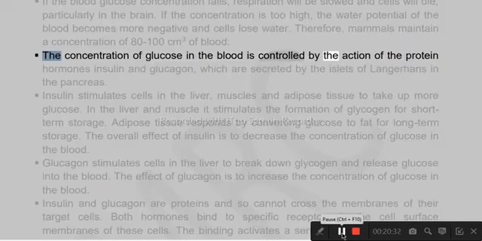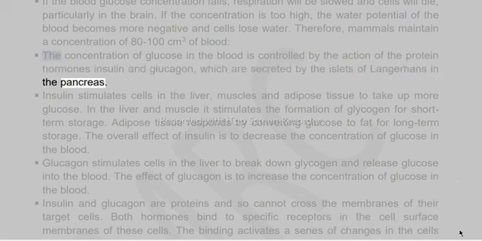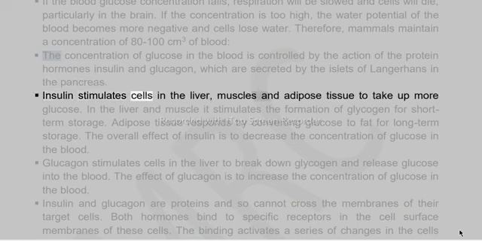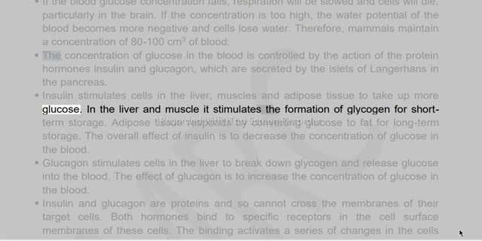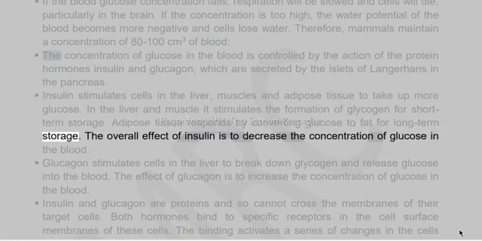Blood glucose concentration is controlled by the action of the protein hormones insulin and glucagon, which are secreted by the islets of Langerhans in the pancreas. Insulin stimulates cells in the liver, muscles, and adipose tissue to take up more glucose. In the liver and muscle, it stimulates the formation of glycogen for short-term storage. Adipose tissue responds by converting glucose to fat for long-term storage.